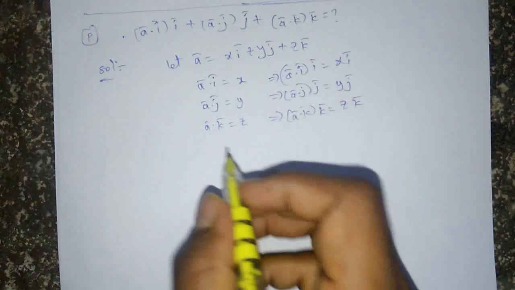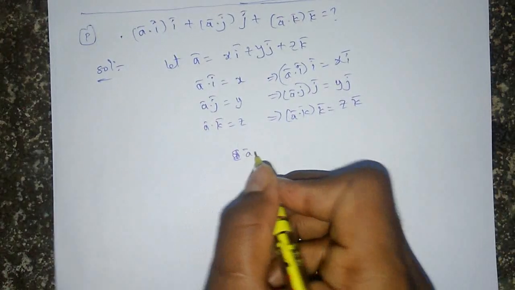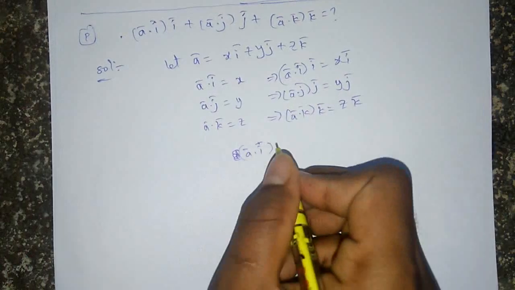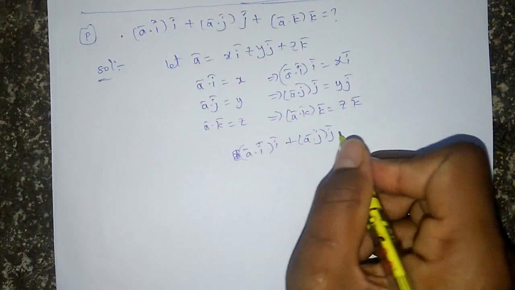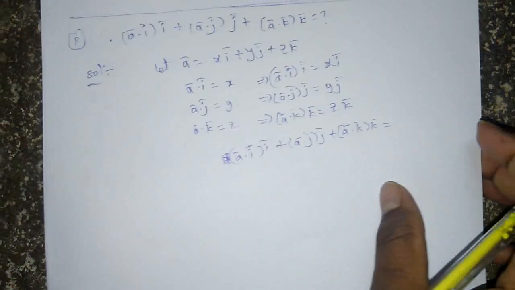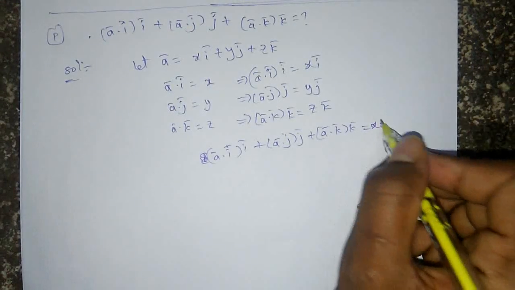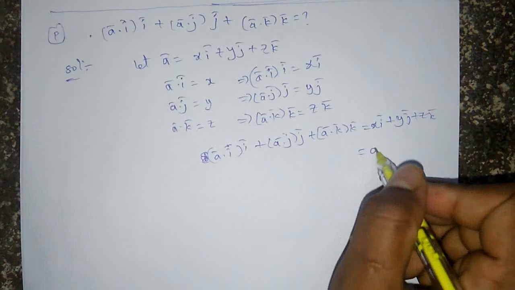Now adding these three, what you will get: a bar dot i bar into i bar, a bar dot j bar into j bar, a bar dot k bar into k bar, that is equal to x i bar plus y j bar plus z k bar, that is same as a bar.